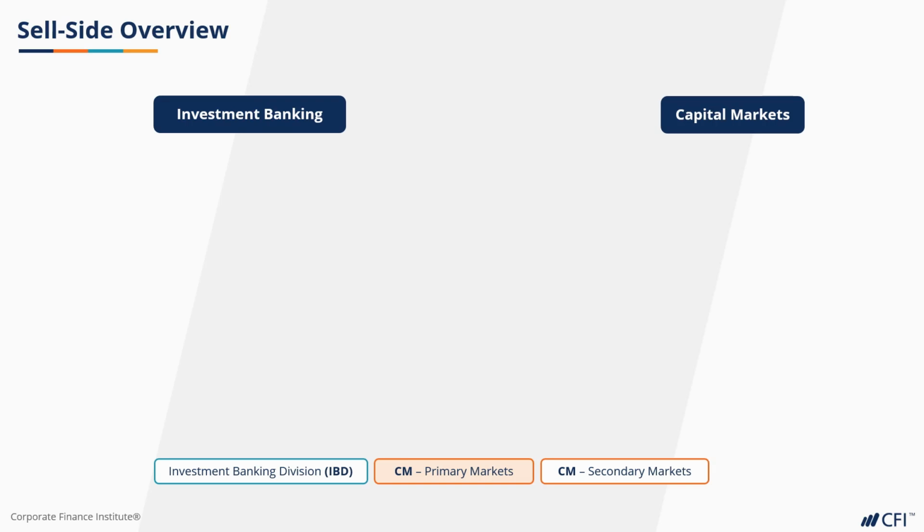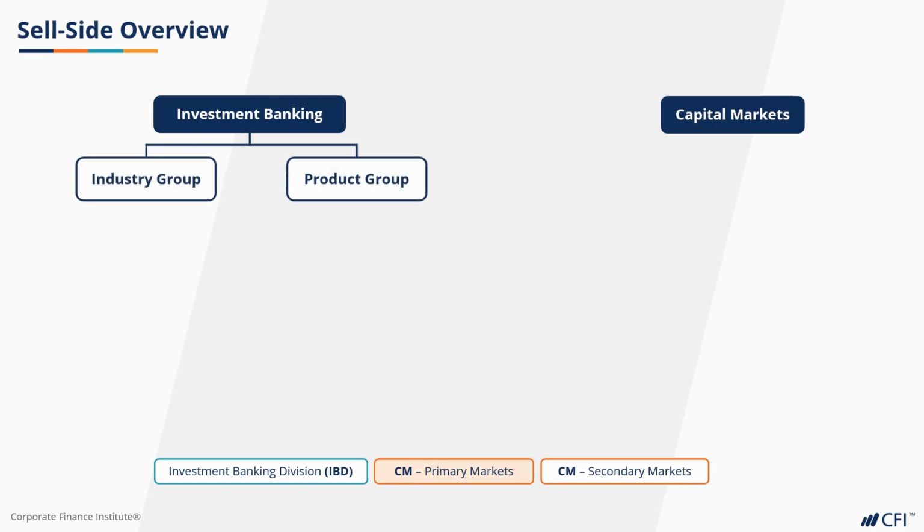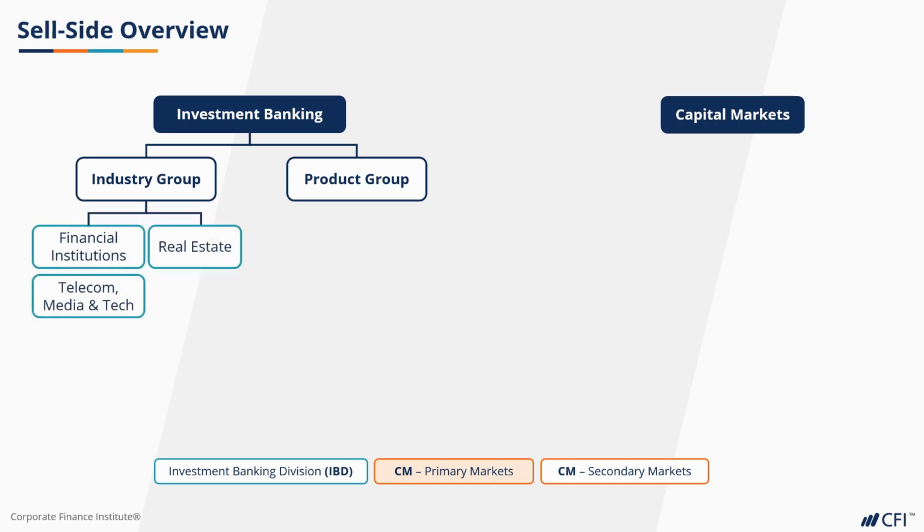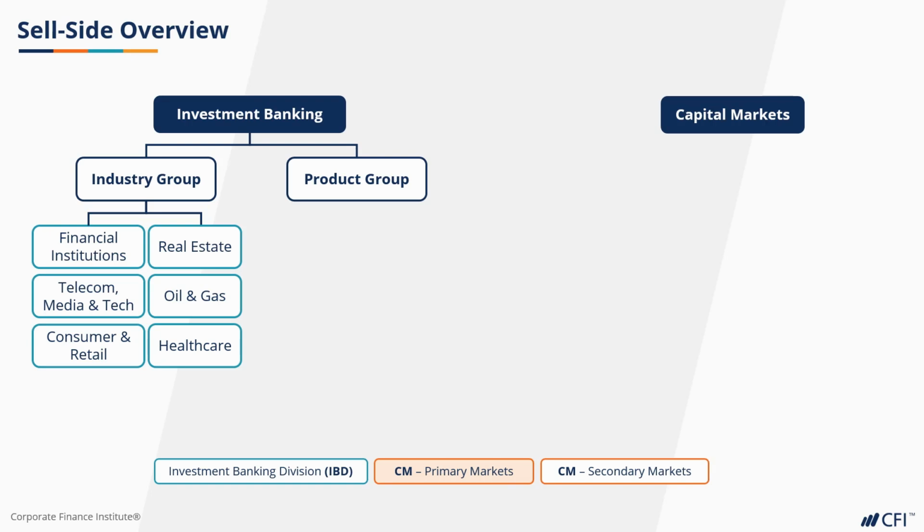IBD has two further delineations based off the type of work that is done: industry group and product group. Examples of industry group coverage teams are financial institutions, real estate, telecom, media and tech, TMT for short, oil and gas, consumer and retail, and healthcare. These teams serve as relationship managers for large corporations seeking financial advisory services from the bank. They are non-market facing, meaning that they do not directly deal with any sort of securities, debt, or equity.